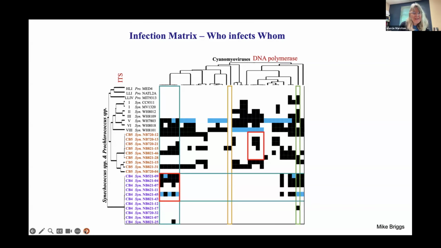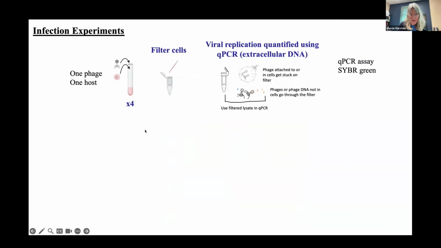And so to investigate this, we're doing infection experiments in the lab where we take the cells that were isolated from Narragansett Bay, we take the co-occurring virus that was isolated from the same water sample, we put them together into small test tubes. We do this in replicates of 4. And at various time points, then we take out an aliquot, we filter out the cells.